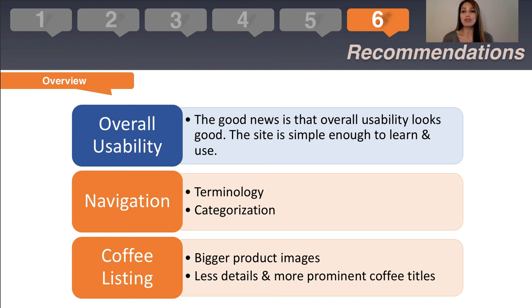For navigation, terminology and categorization are an issue, and terminology can be easily fixed with consistent and intuitive labeling. Categorization can be fixed by grouping related links in the main navigation in a way that makes sense to the average user. For the coffee listing page, eliminating the paragraphs cleans up the page, also making the image bigger and more visible with minimal but prominent data.